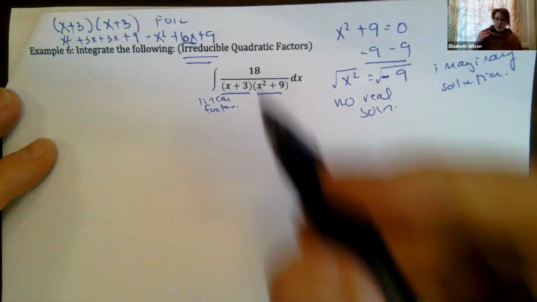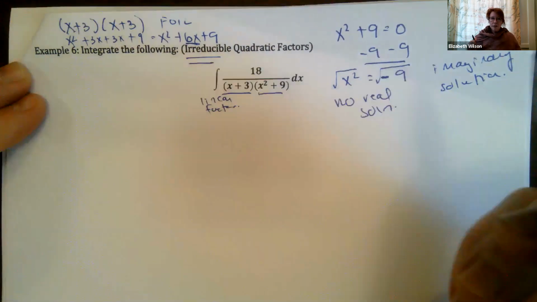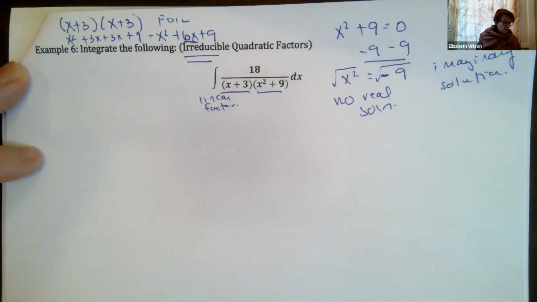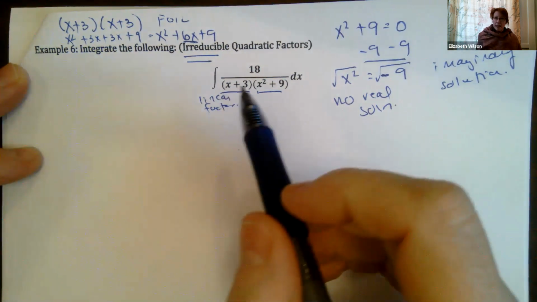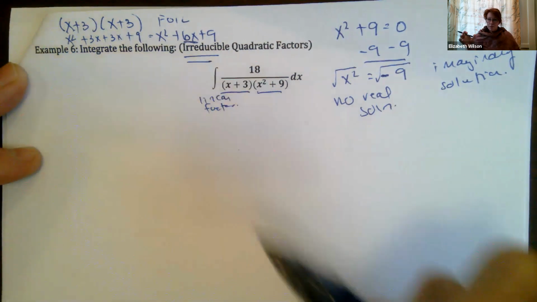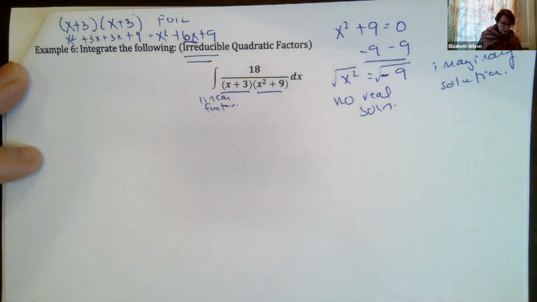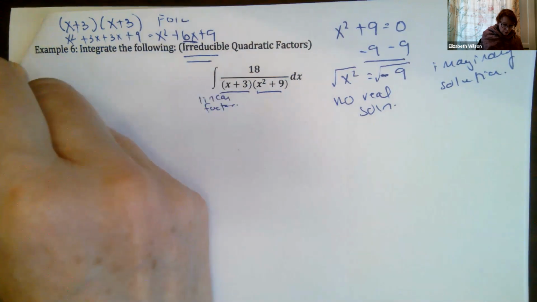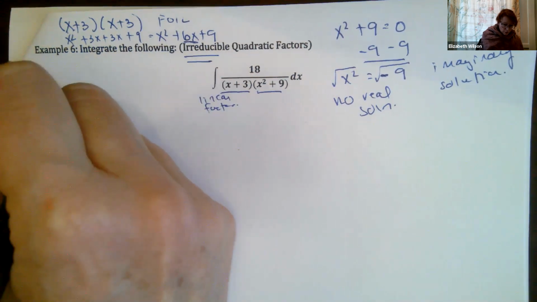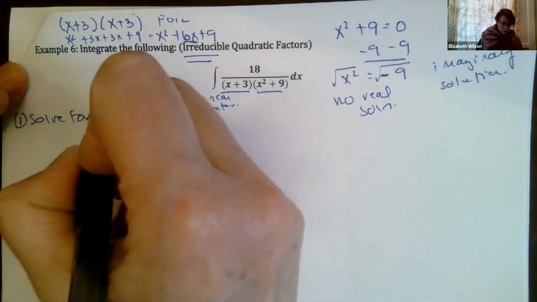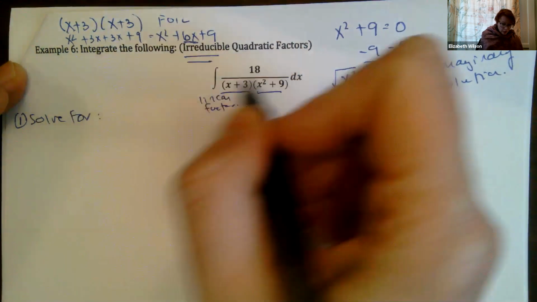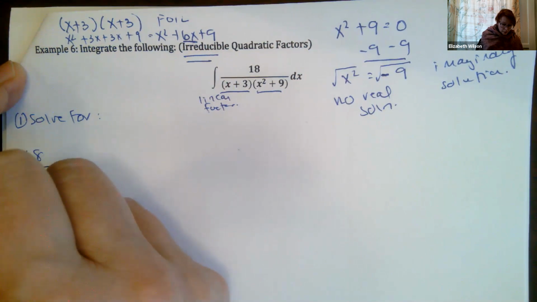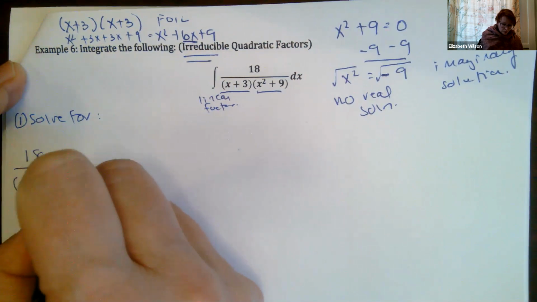So let's talk about it. Let's rewrite this, same steps that we've always done. We have to set up our partial fraction decomposition slightly differently than we have before, because we have this quadratic now, and I can't reduce it into factors, so I have to set it up as a quadratic. So my first step is I have to solve for my variables, and I'll write down what those variables are in just a minute. I'm going to go 18 all over x plus 3 times x squared plus 9. Remember, this is our first step, equals.